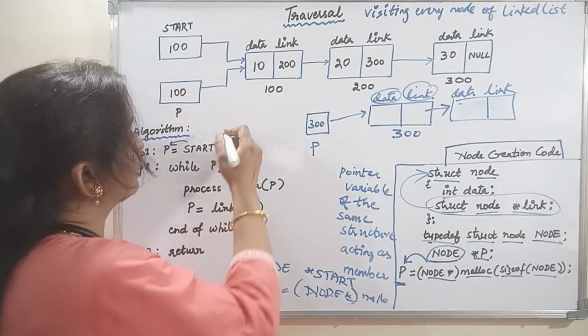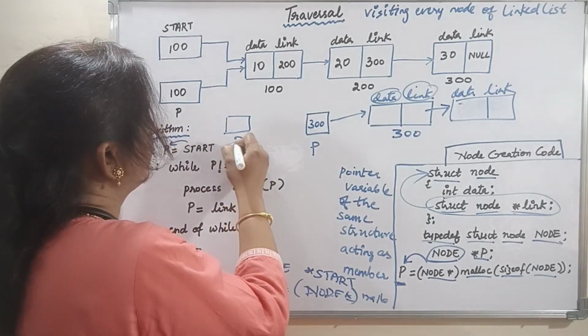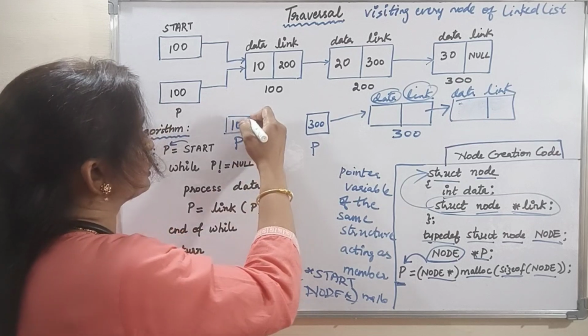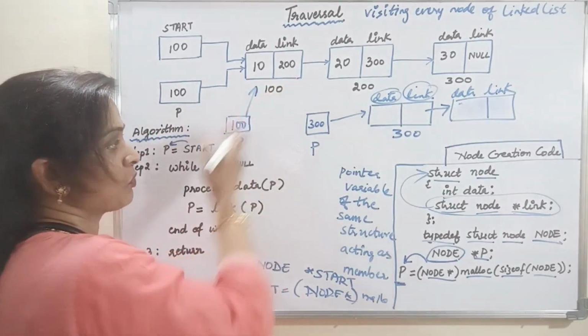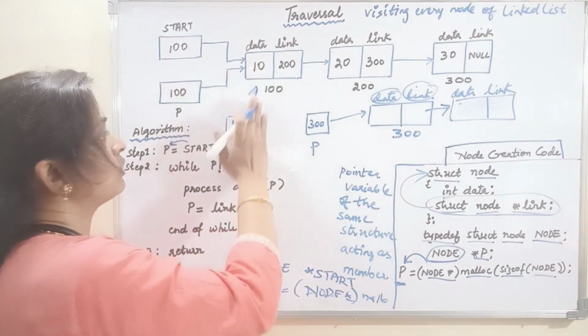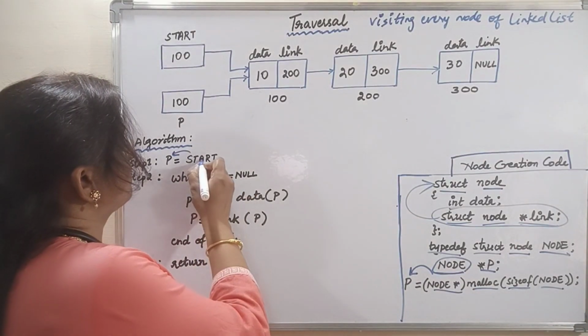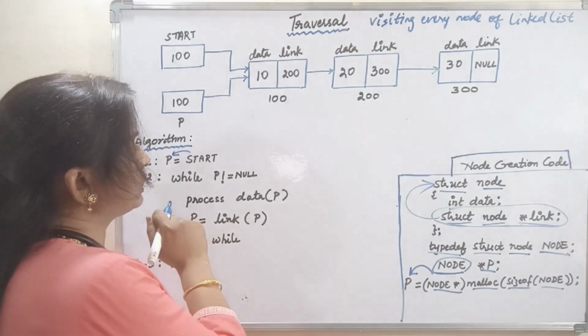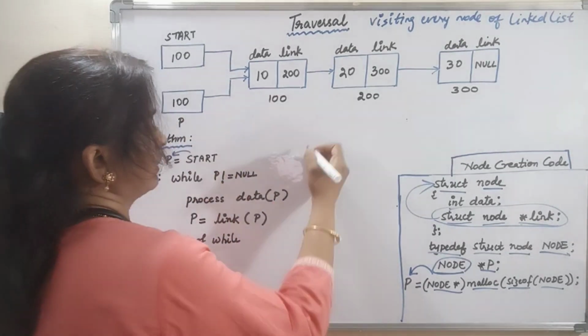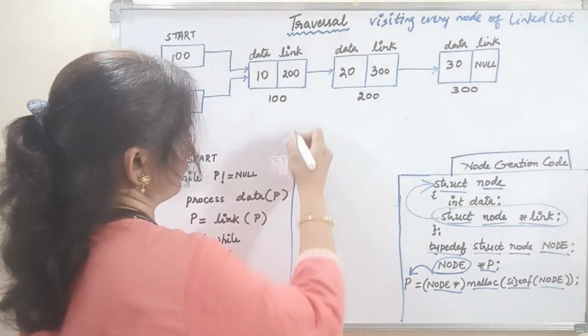So now I have a pointer variable P which is having the address of first node, means it is pointing to this location. That is the meaning. So P is pointing to first node. So I am going to store the address of start in P. Then I say P not equal to null. So P is 100. So let me write the iterations now.